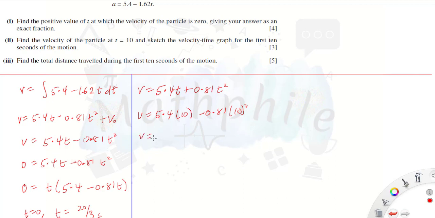So the velocity of this would be 54 minus 81. That should give you a negative value: negative 27 meters per second. Okay. Is that what you got over there? Yes.